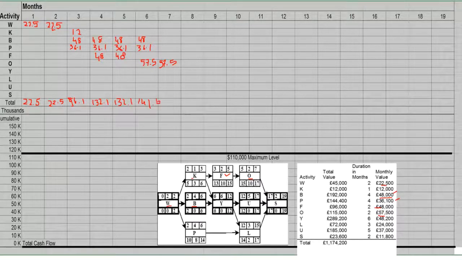So by the face of it, it's not looking good. We can plot it here and produce a cost histogram. So for the first month, it's 22.5, then 22.5 continuing. Then we move to about 96, which maybe somewhere around here.